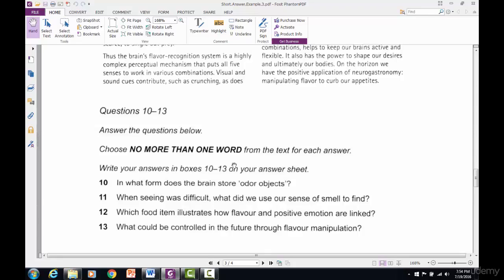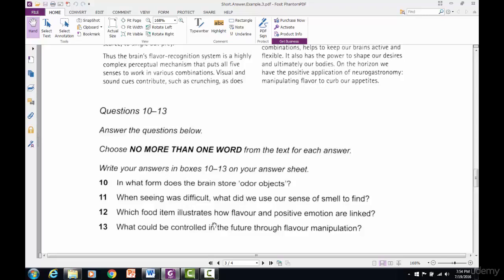10, 11, 12, 13. Which ones are easiest to do first? Number 10, because we have something in quotations. In what form does the brain store odor objects? Odor objects is in quotations. That means that's going to be easy to find when we look at the reading passage. Number 11, the keyword is difficult. I love when they have the word difficult because they usually will use some kind of synonym like problem or challenge. So that question is kind of easy to find.